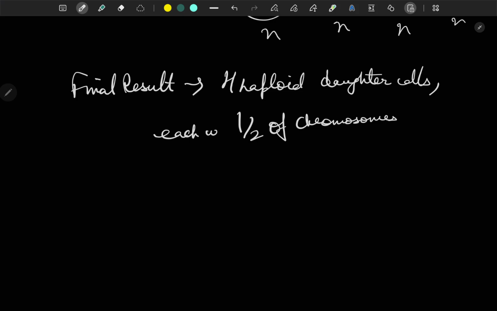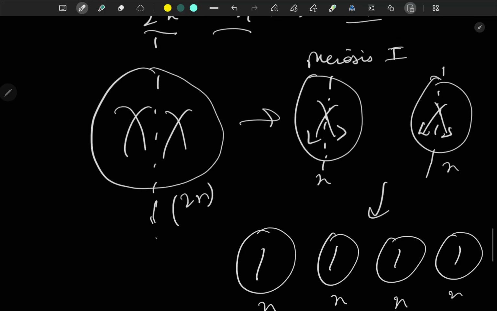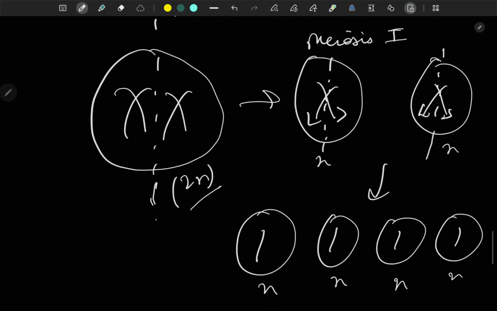You can see it now here. This is one parent. This gets halved in meiosis 1 and halved again in meiosis 2.